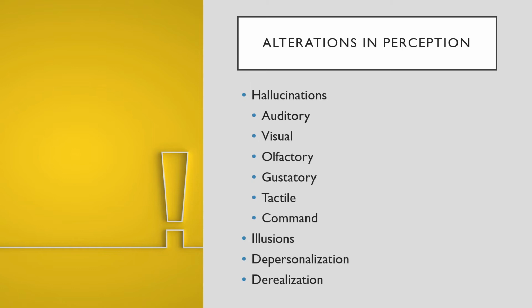Another alteration in perception is an illusion. These are misperceptions or misinterpretations of a real experience. Depersonalization, we talked a little bit about. Non-specific feelings of being unreal or having lost identity. And derealization is a feeling that the environment has changed, such as an object in the environment, they might be shrinking.